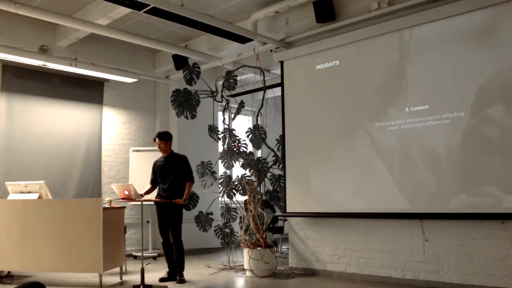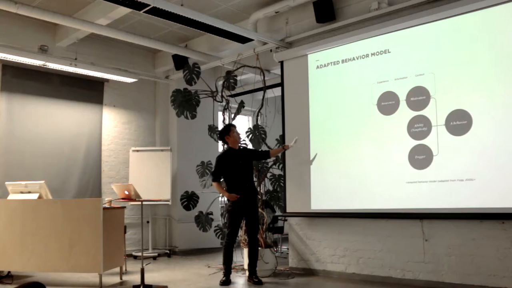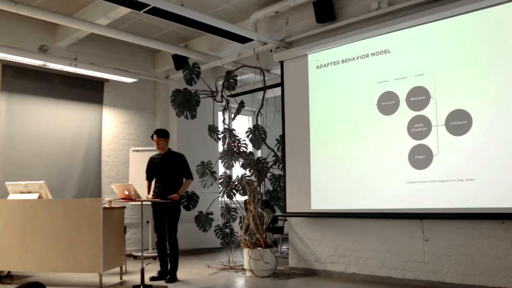So basically, I adapted the behavior model that I mentioned before. The motivation, ability, trigger is the Fogg behavior model, but I added one element before the motivation, awareness, and then to support increasing awareness and motivation, I put the subordinate elements, experience, information, and context.